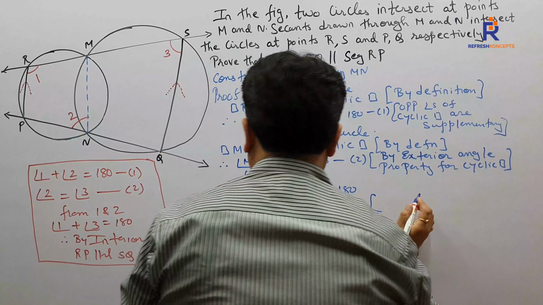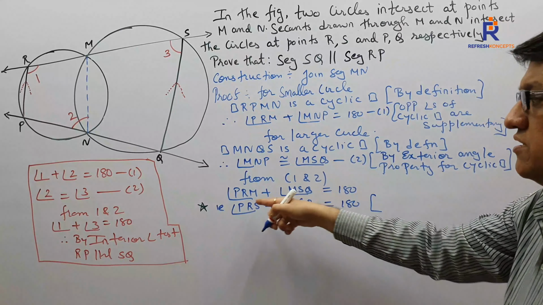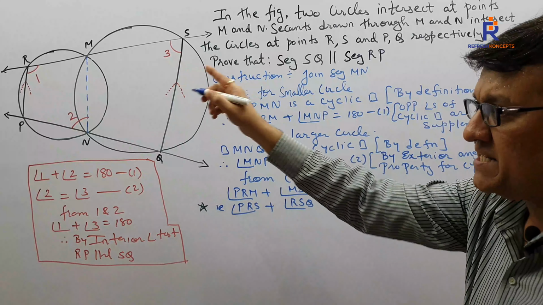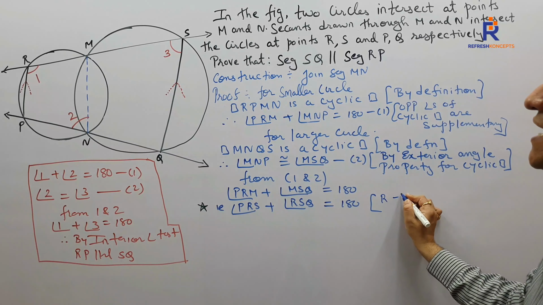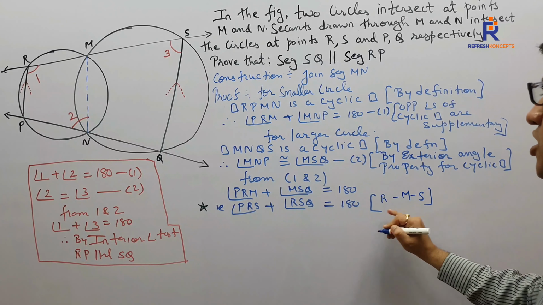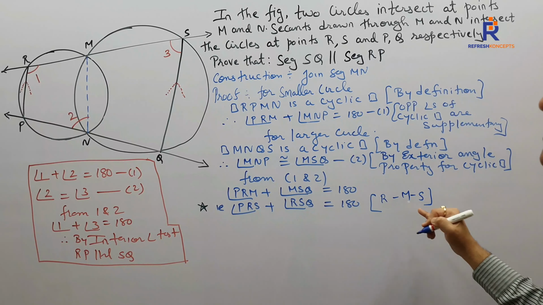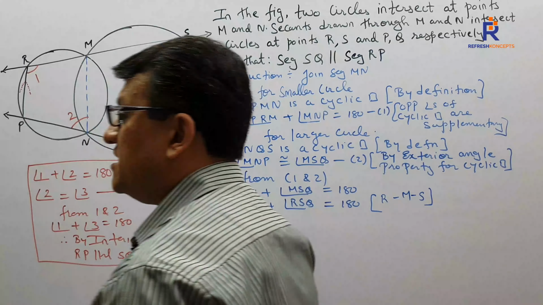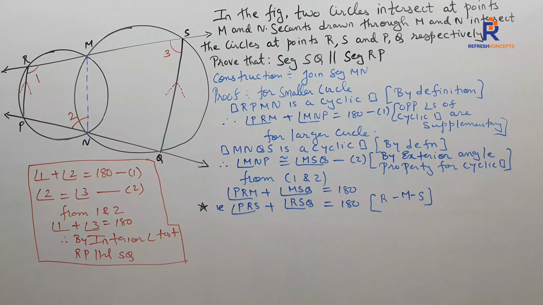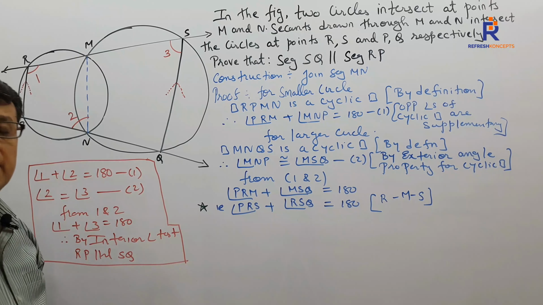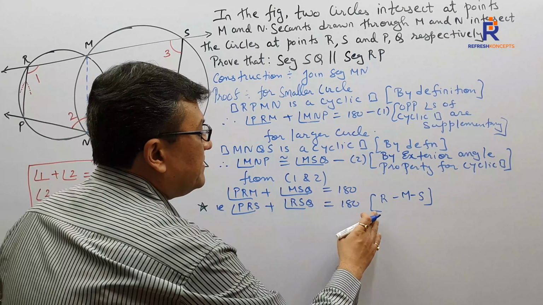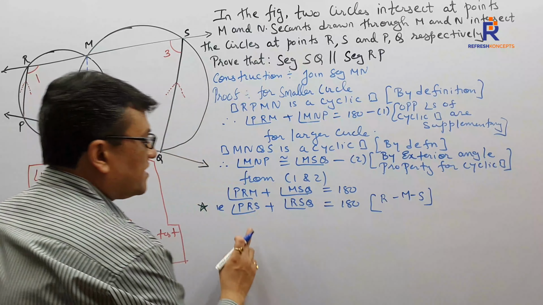And the reason is what I have to write down. Same angles with different names. Better reason will be R-M-S. What is this, sir? This is termed as collinearity. R-M-S collinearity.